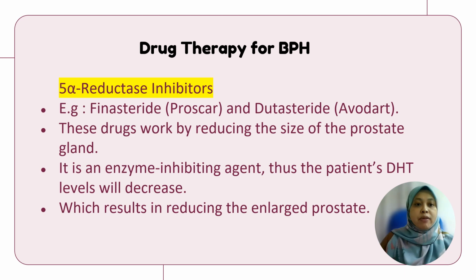For 5-alpha reductase inhibitors, examples of the medication are finasteride and dutasteride. This drug works by reducing the size of the prostate gland, and it is also an enzyme inhibiting agent, so the patient's DHT level will decrease and it will reduce the enlarged prostate.